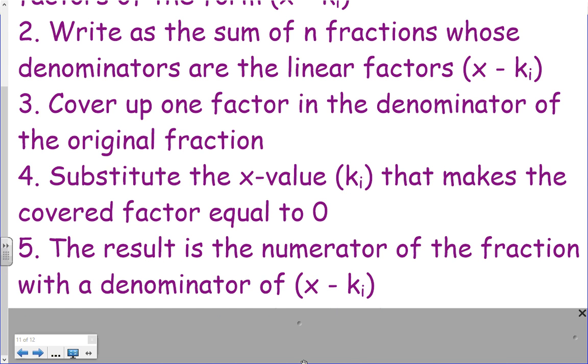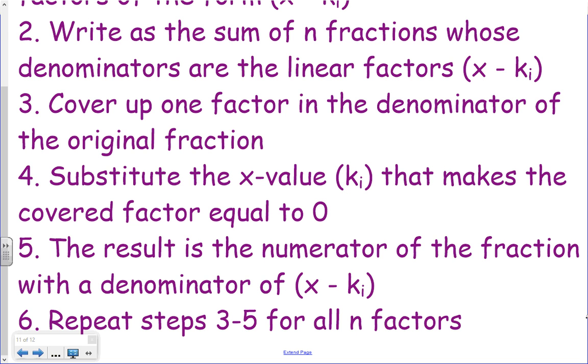And then it turns out that the result that you get when you do that is the numerator of the fraction with the denominator of x minus k sub i. So that gives us one numerator, and then obviously you just have to repeat this process to find all of the numerators that you need. Now, in the previous example, we only had a quadratic in the denominator, so I only had to do that twice. But again, you might have to do this 3 or 4 times, depending on the degree of that denominator.